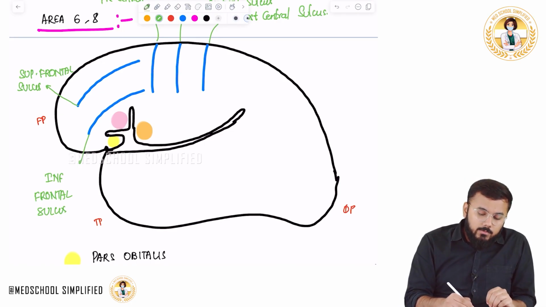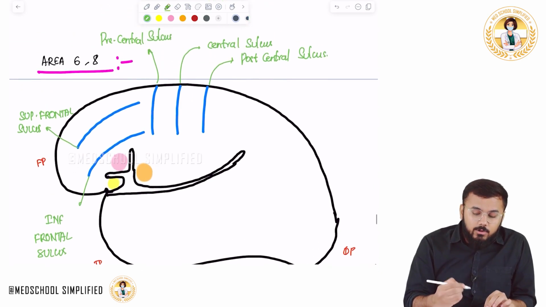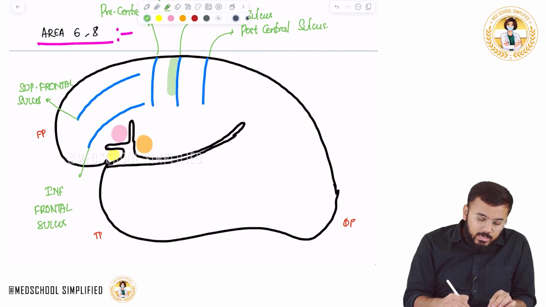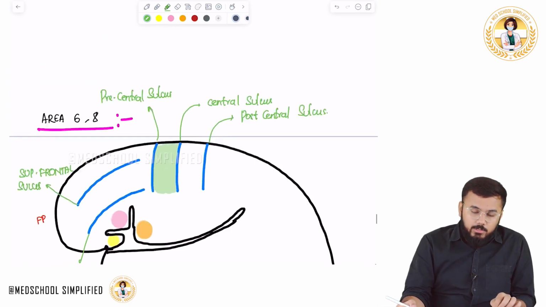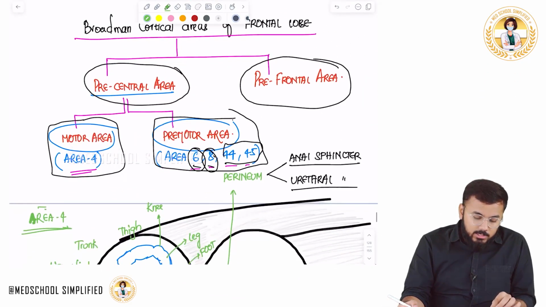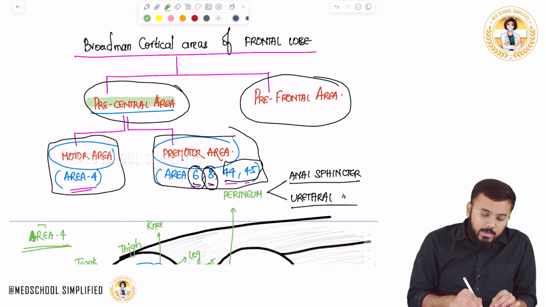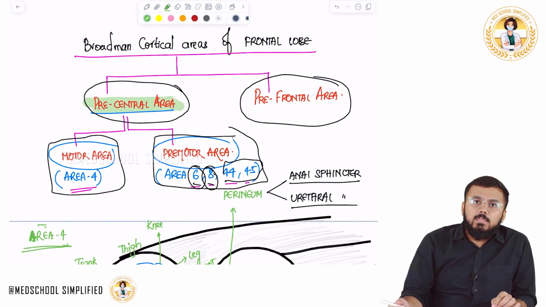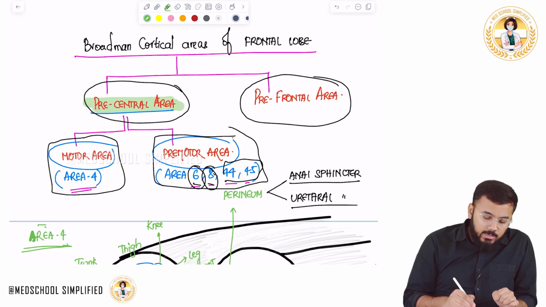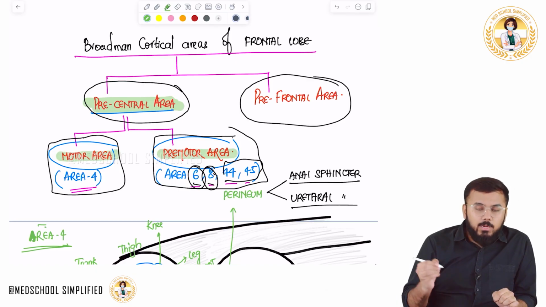Now remember one thing, that this area which I am highlighting in front of the central sulcus, this green color area, is called as the precentral area. Yes or no? So in the previous discussion we discussed that there is an area called as precentral area. Precentral area is in front of the central sulcus. So in precentral area we have got motor area, we have got premotor area.